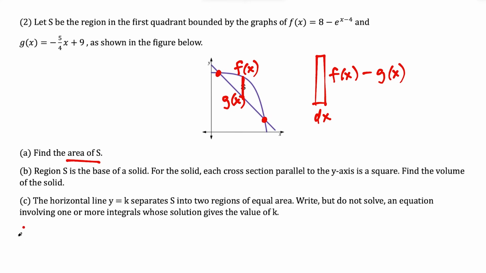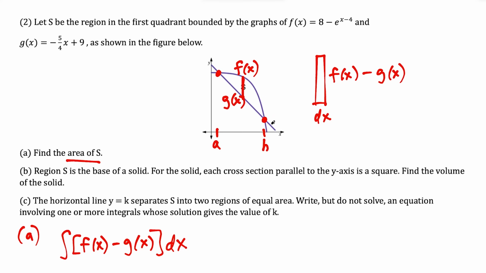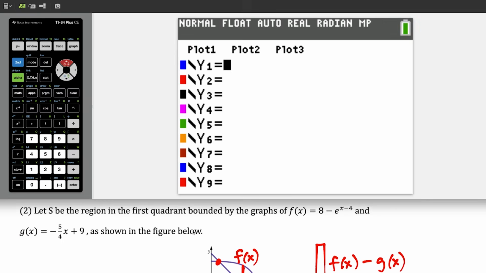So to answer part A, we want to find the area of S. The area of S, we're going to set up the integral. And the integrand on the inside is going to be f of x minus g of x dx. But now to find the limits of integration, we have to know where this region starts and stops on the x-axis. So let's say it starts at x equals a and it stops at x equals b. We have to find the value of a and b. So to get the value of a and b, we're just going to type f of x and g of x into the calculator.